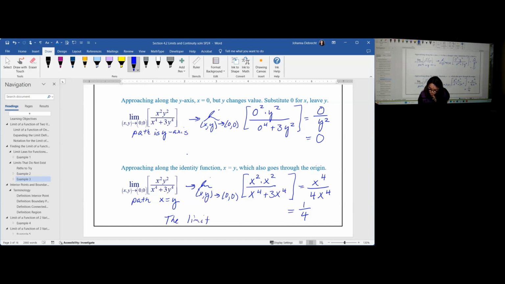Make sure that you write the limit does not exist, or DNE.